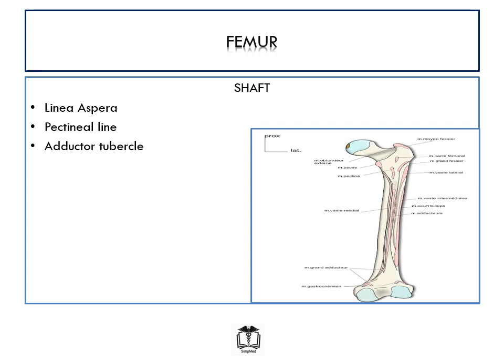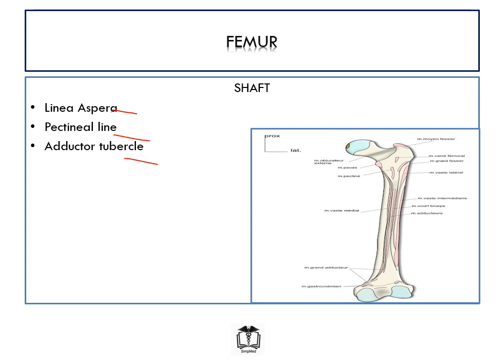On the shaft of the femur, we have a number of landmarks to remember. These landmarks are all sites of attachment for different muscles. This includes the linea aspera, the pectineal line, the adductor tubercle.